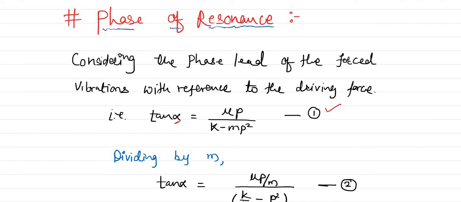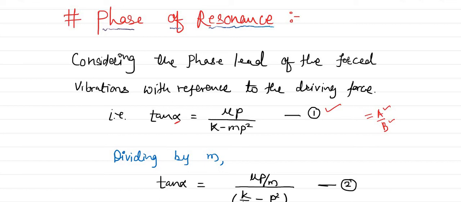If you remember this equation, for simplicity we have taken this as equal to a by b. We considered mu p as a and the denominator k minus m p square as b, and from that we did some calculations to get a general solution for the forced vibration equation. Among that, I will take just this tan alpha term. So tan alpha is equal to this equation number 1, mu p in the numerator and k minus m p square in the denominator.